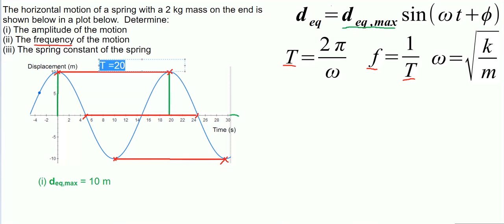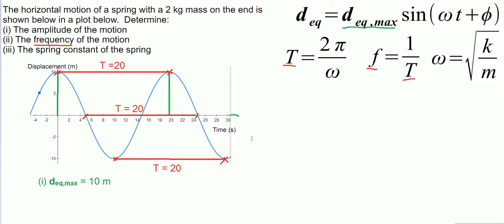Now, what you'll notice is for these three lines, we can go from 0 to 20-ish, which is about 20. We can go from 5 to about 25. 5 to 25 also gives you a T of 20. Or we can go from about 10 to 30, which also gives you a T of 20. When you're measuring things like the period, simply the time it takes for it to repeat, it does not matter where you measure it.